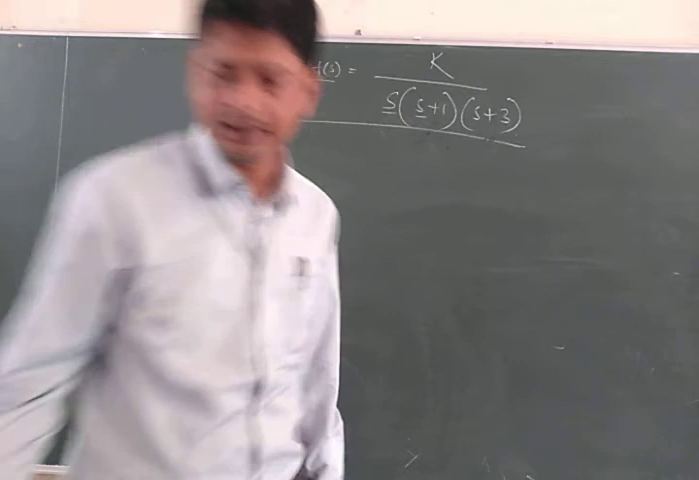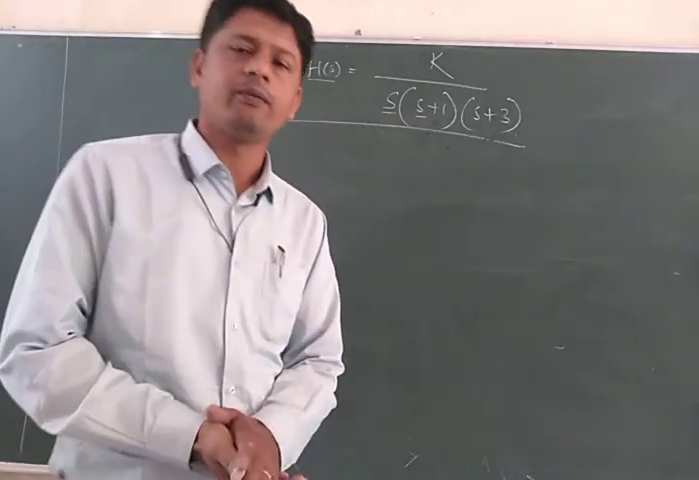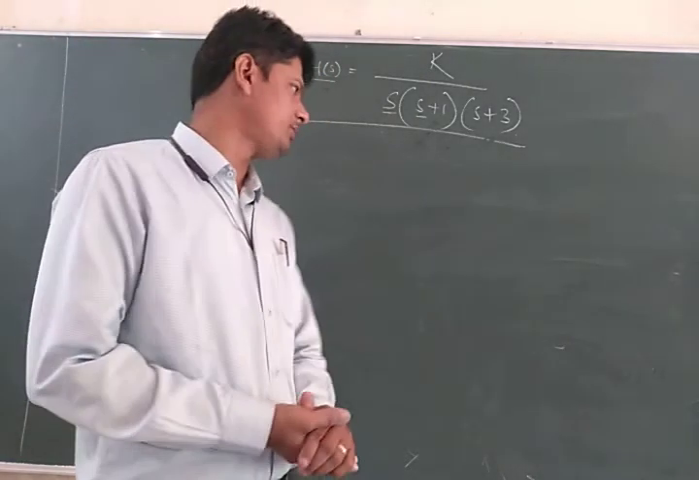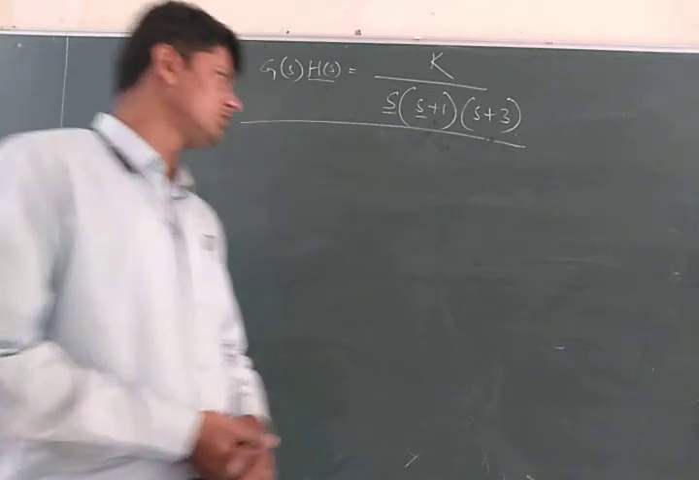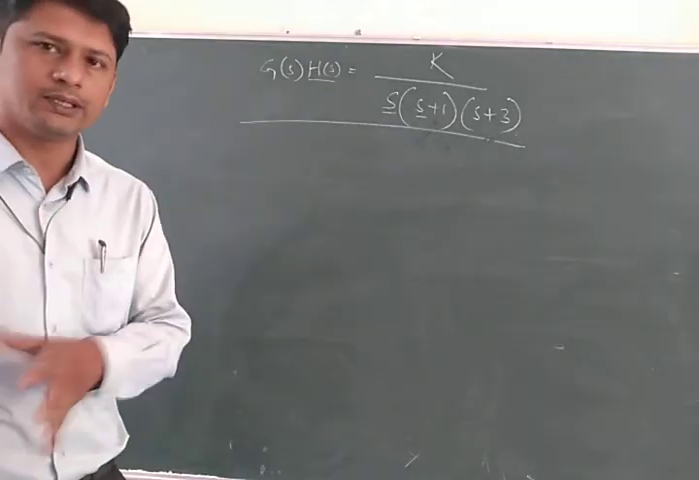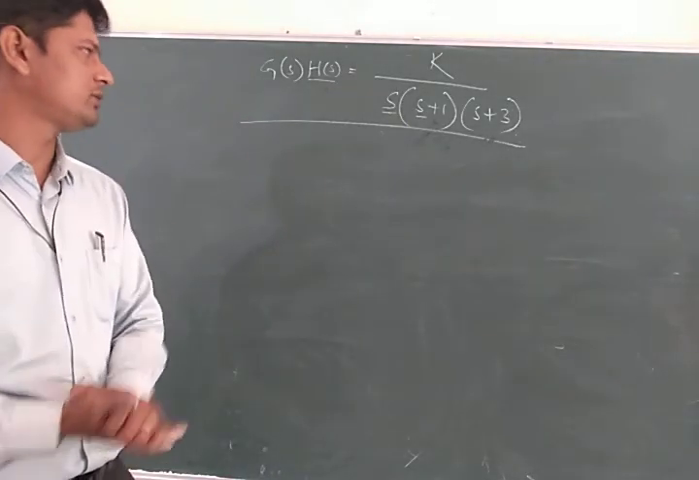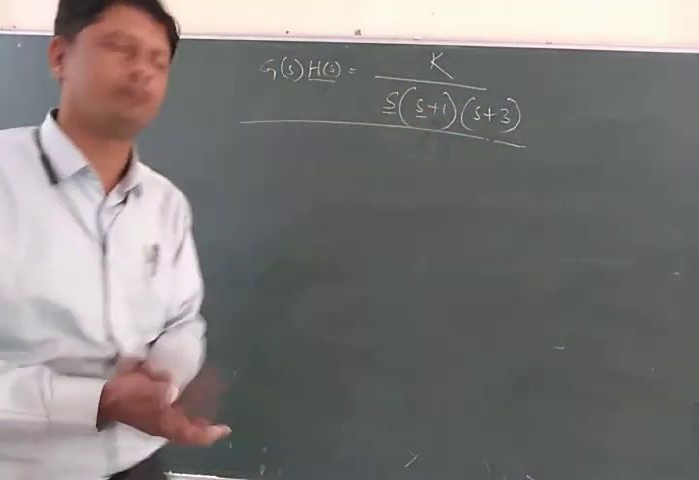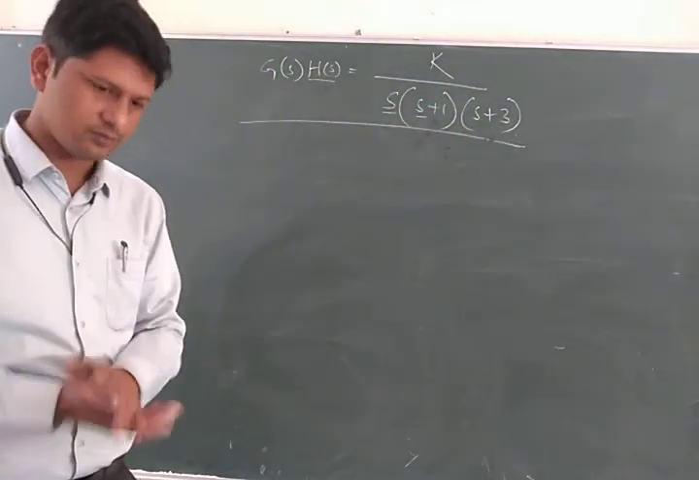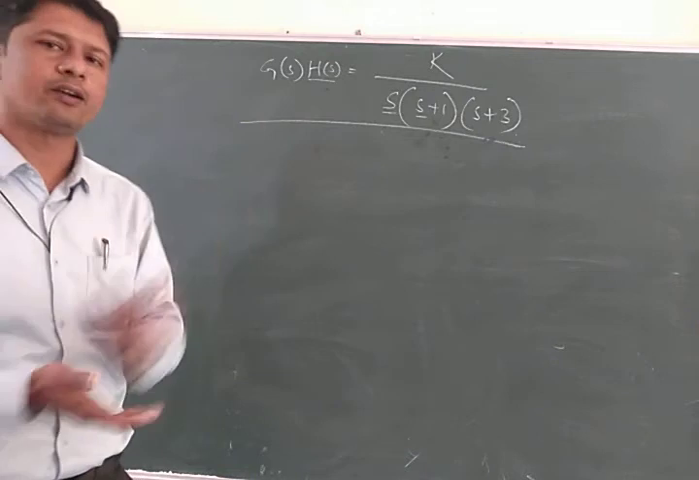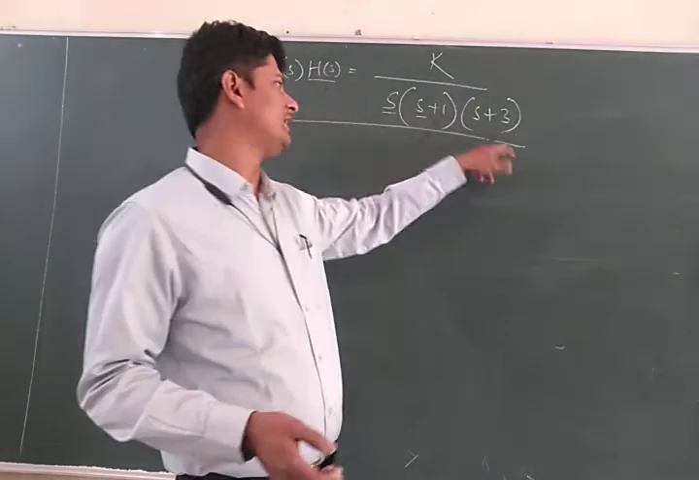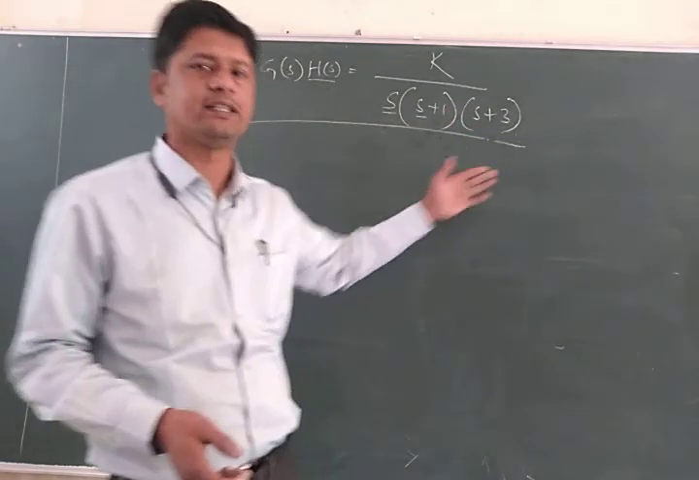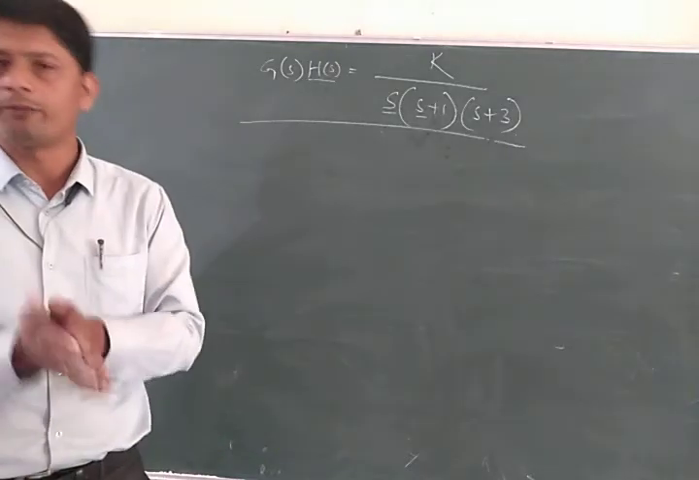Point number 9 is the angle of departure from a complex pole. We need it if we have complex poles. Here there is no complex pole. Normally complex poles are there in a second order term. If a second order term, that is a square term, is present, then we have complex poles.